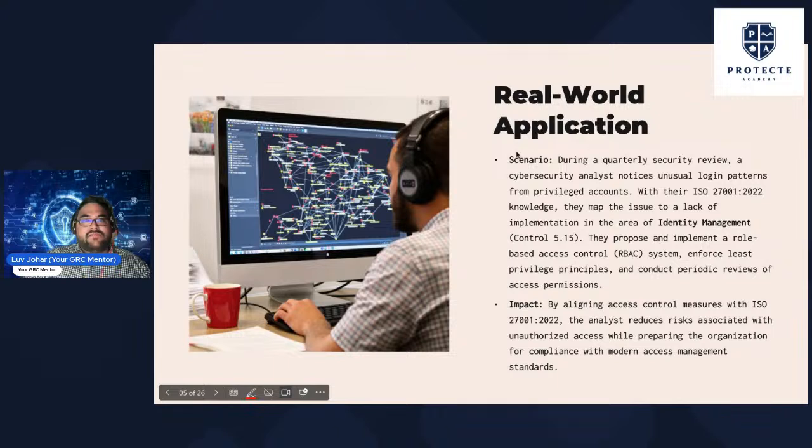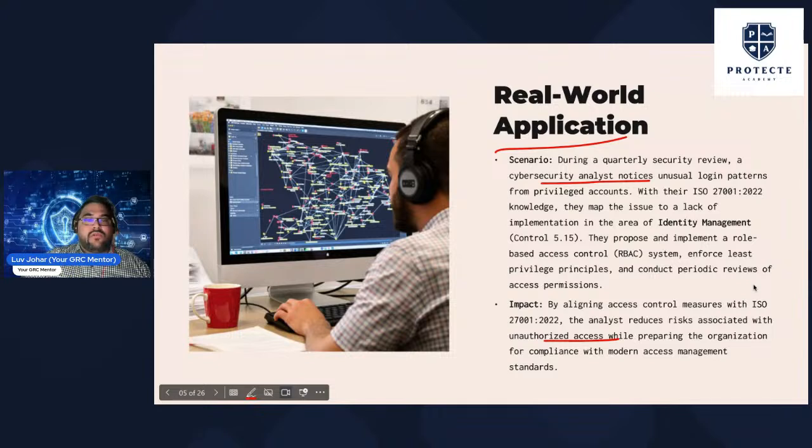So this is from a cybersecurity analyst perspective, who has done ISO 27001. After understanding ISO 27001, you can easily see that the cybersecurity analyst, when he noticed unusual login patterns from some privileged accounts, since he was aware about the identity management control and RBAC systems, he aligned the access control measures and reduced the risk associated with unauthorized access. So this is the beauty of the standard.